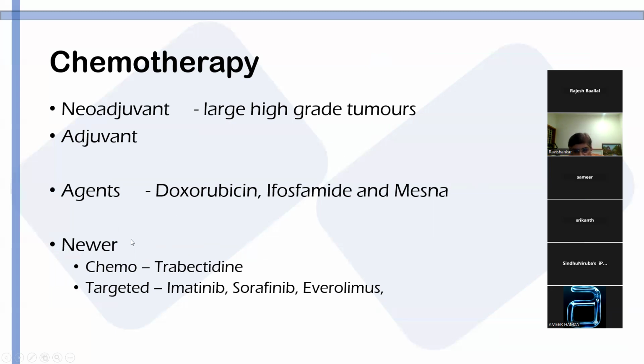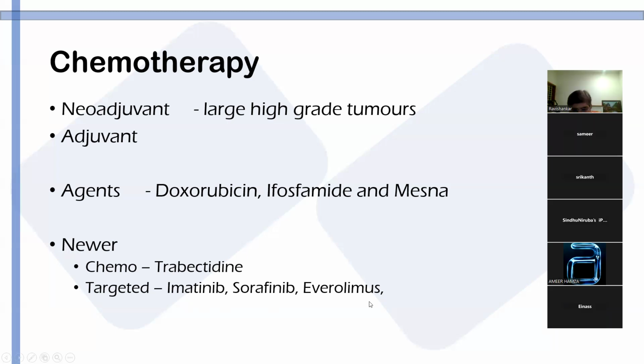Newer, of course, whenever you talk about newer things, it is targeted therapy. It may be targeted chemo. Trabectedin is a common one. I'm just telling you what's in the books. I have no personal experience of this. And of course, in targeted immunotherapy, monoclonal antibodies, you can use imatinib, sorafenib, and everolimus. These are the things that are there.